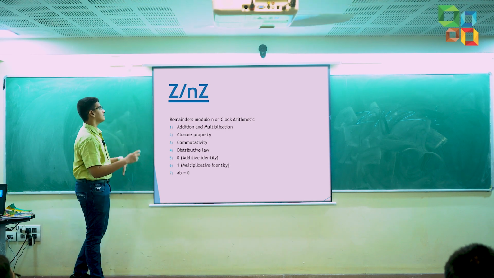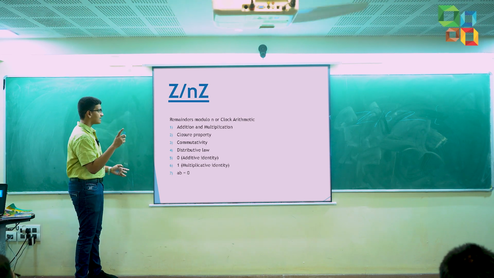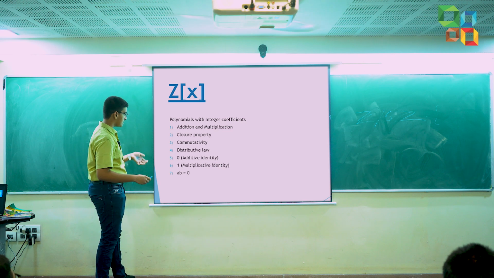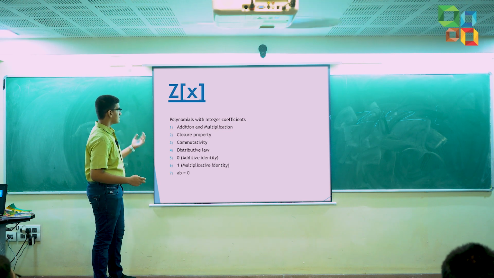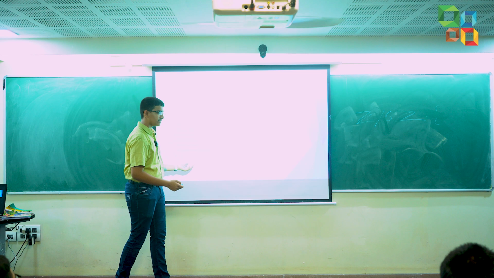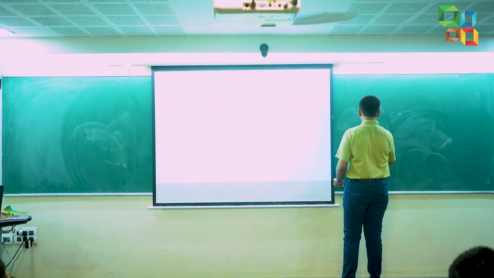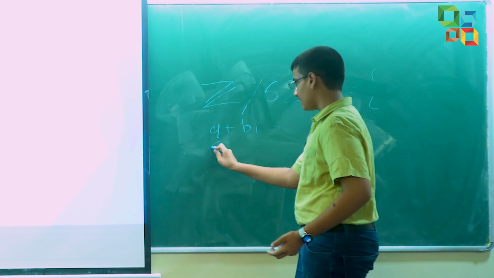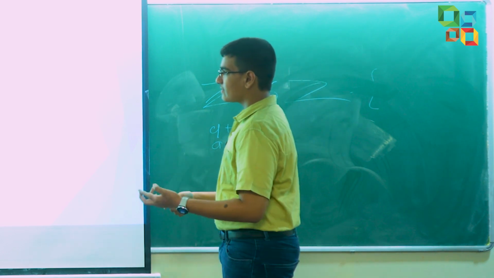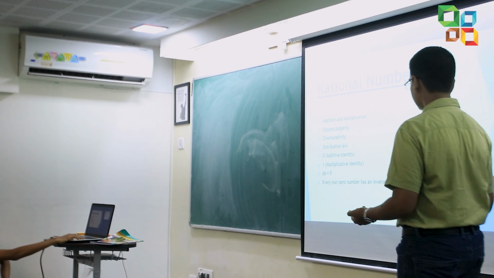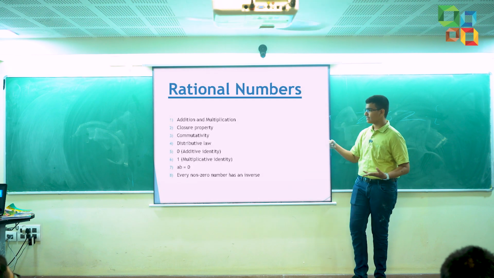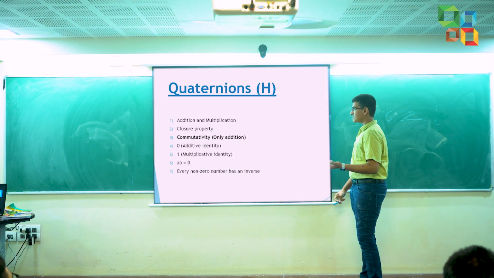We saw all of that, and then we saw Z adjoined X, which was polynomials with integer coefficients. Again we saw all of those properties, and then in place of X, we put i and root d. If you put i, you get something of the form a plus bi. If you put root d, you get something of the form a plus b root d. Then we saw rational numbers. In rational numbers, one more interesting property was that every non-zero number had an inverse. And next we saw quaternions.